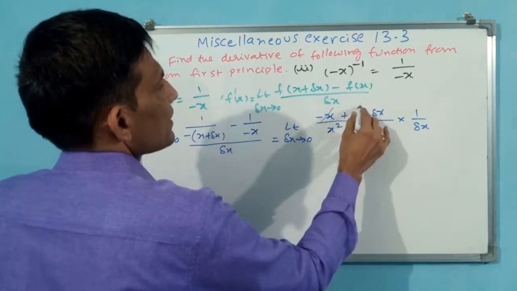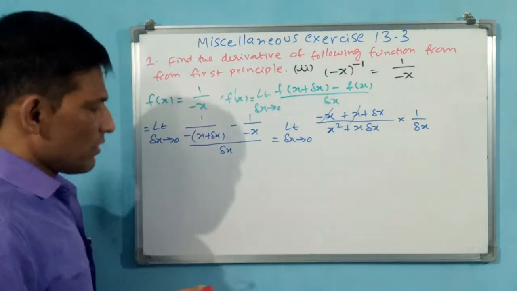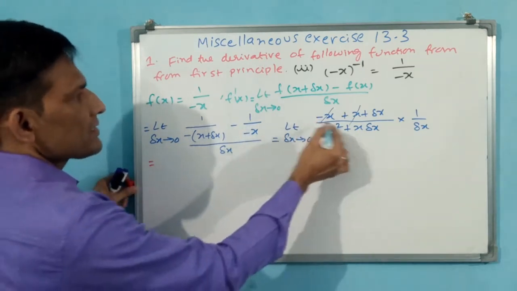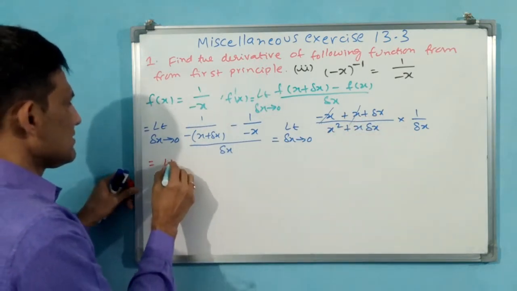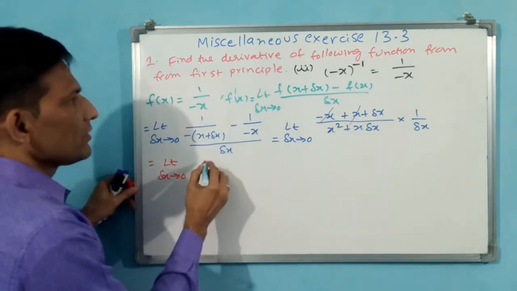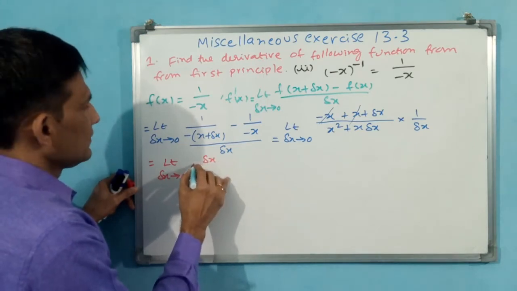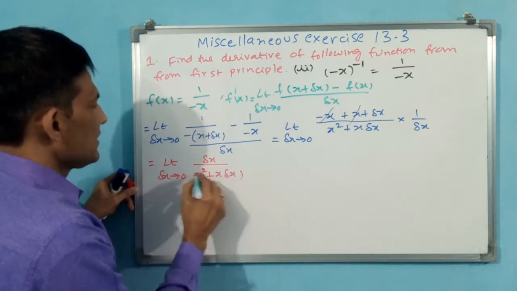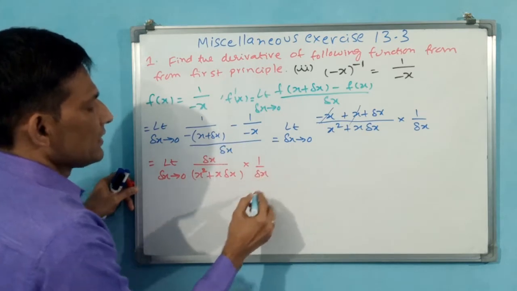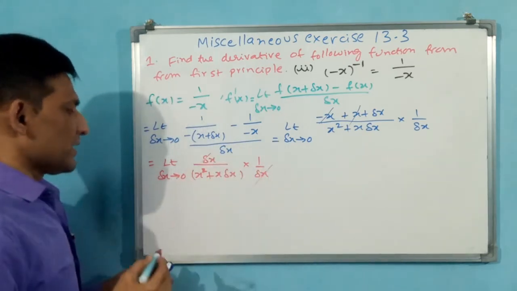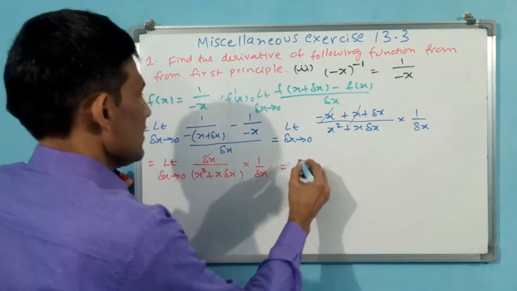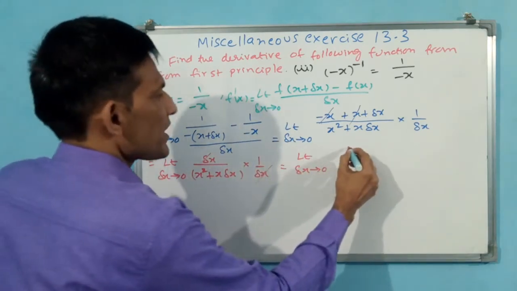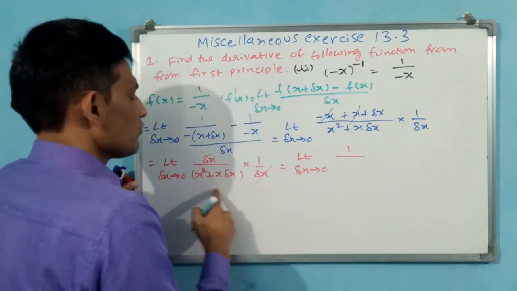Now what will happen? This minus x plus x are going to get cancelled. That is very important, that you have to observe carefully. Now you write down plus only, yes. Limit delta x tends to 0, delta x by x square plus x delta x into 1 by delta x. Now you see these delta x are going to get cancelled. Now limit delta x tends to 0, the numerator is only 1 divided by x square plus x delta x.